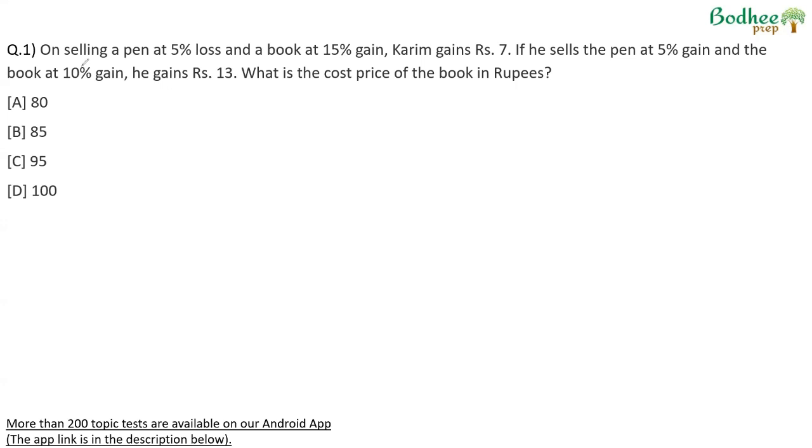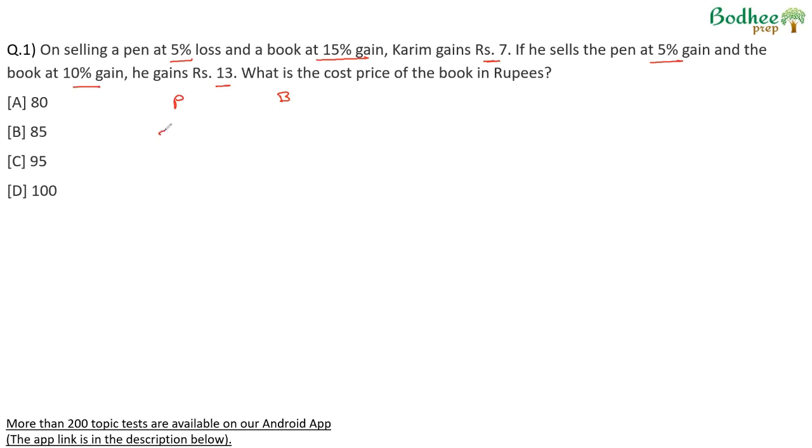question number 1 says, on selling a pen at 5% loss and a book at 15% gain, Kareem gains rupees 7. If he sells the pen at 5% gain, book at 10% gain, he gains 13. What is the cost price of the book? Suppose the cost price of the pen is P and the cost price of the book is B rupees.